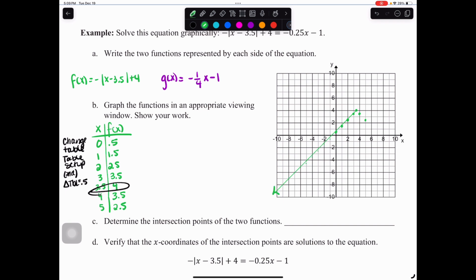And then we'll do the same thing on the other side to make our full picture here. And then we'll label this y equals f of x. So that's our first one. Now next, we're going to go to g of x.